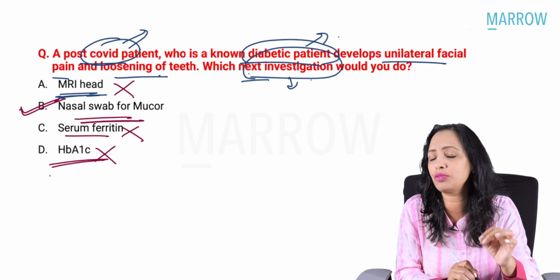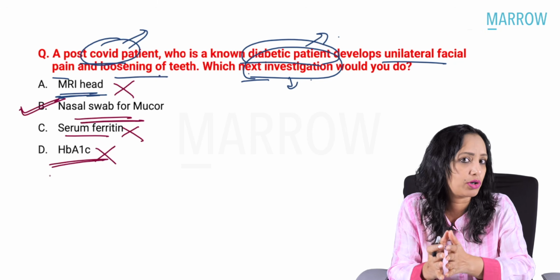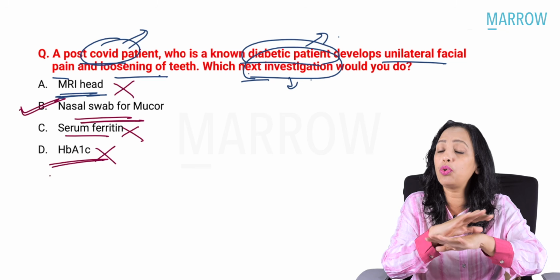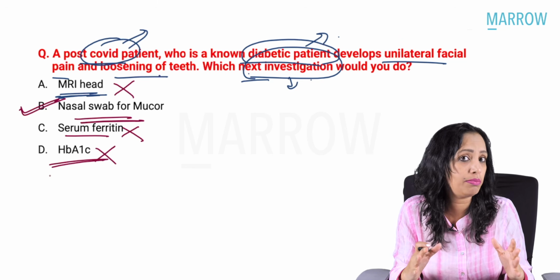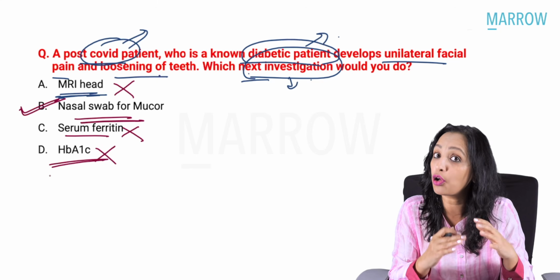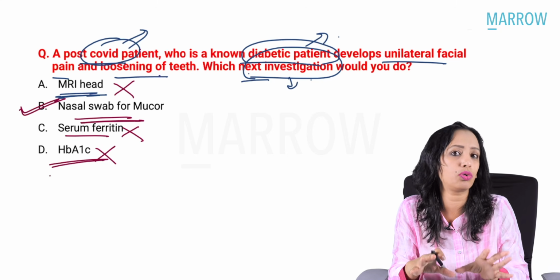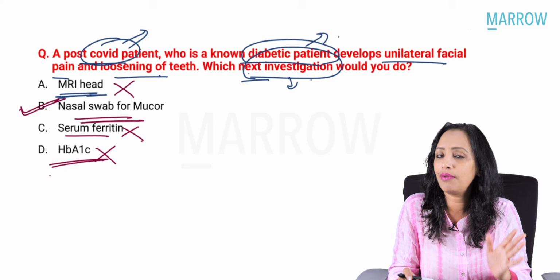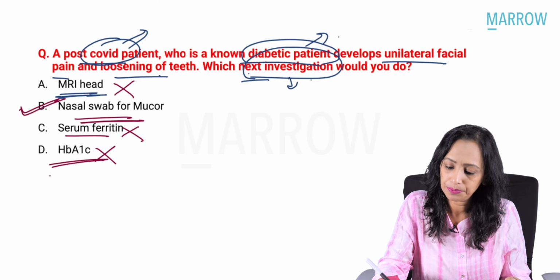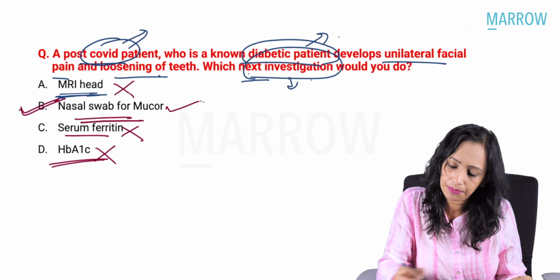We have confirmed that this is mucormycosis. Now the management will be immediate start on IV amphotericin B. Along with that, do extensive surgical debridement, and along with that, control the underlying immunosuppression. For that, you will have to see the HbA1c and control the sugar levels. Yes. So the answer here is B.